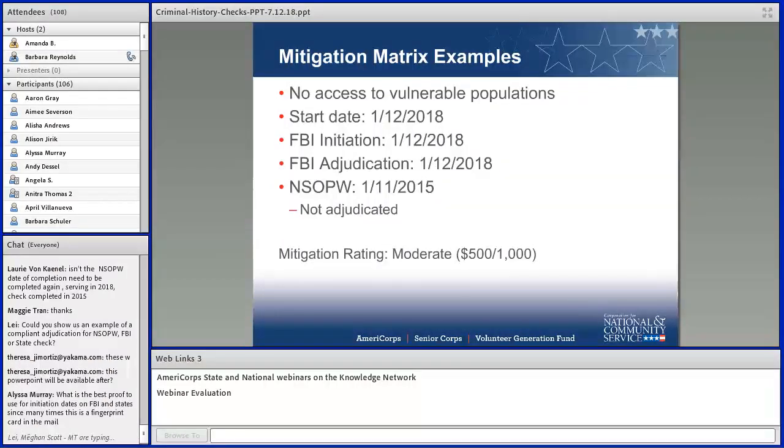I believe in late July. Yeah, the slides actually were sent out via email earlier. But they will be up on the Knowledge Network as well, along with the audio recording. And we'll update that NSOPW date.